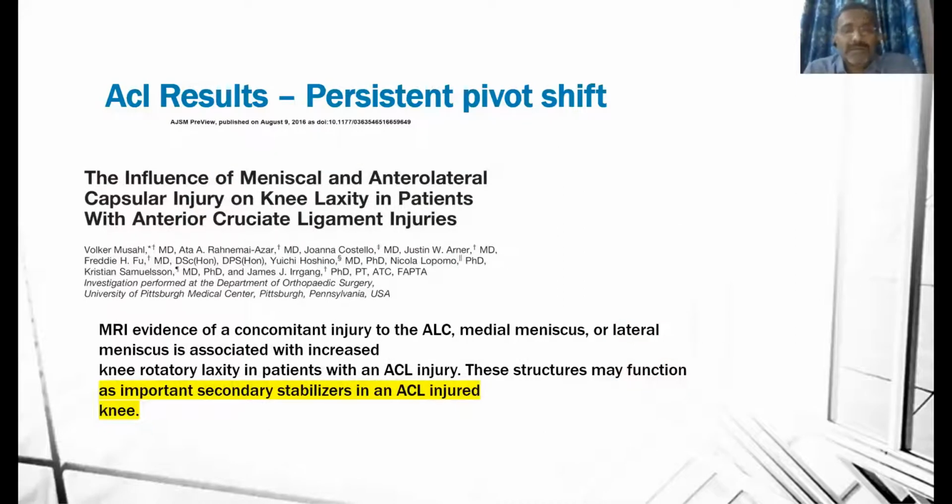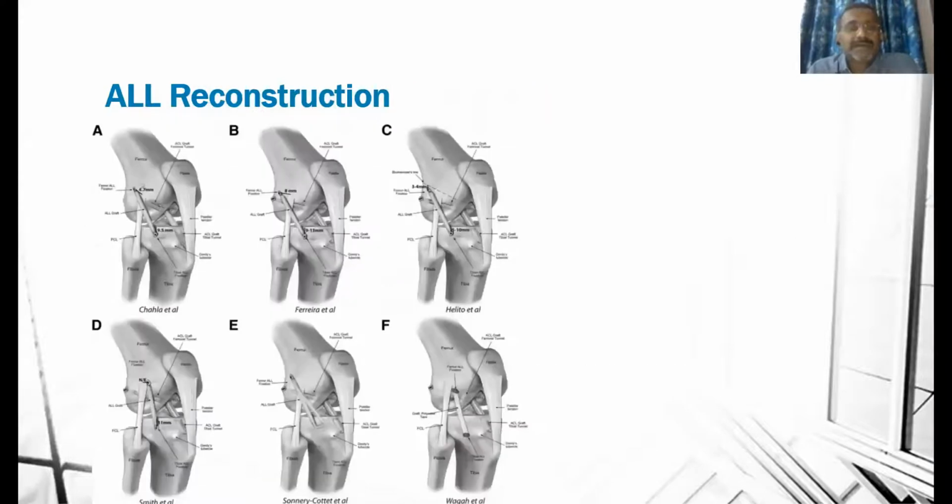Several others have pointed out there are other areas which can be a reason for ACL failure. We all know that the meniscus plays an important part, and along with the anterolateral structure, these are also important secondary stabilizers in an ACL injury. So people started to do this ALL reconstruction. Various people have described these.